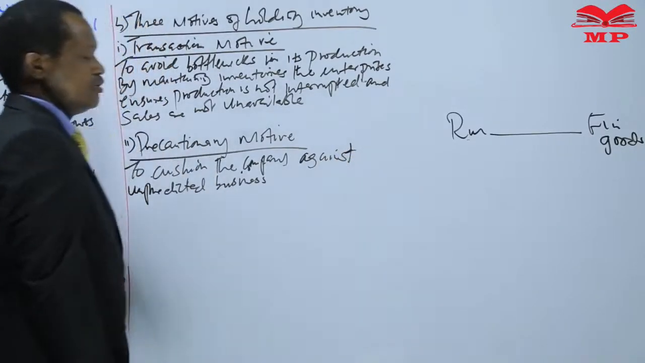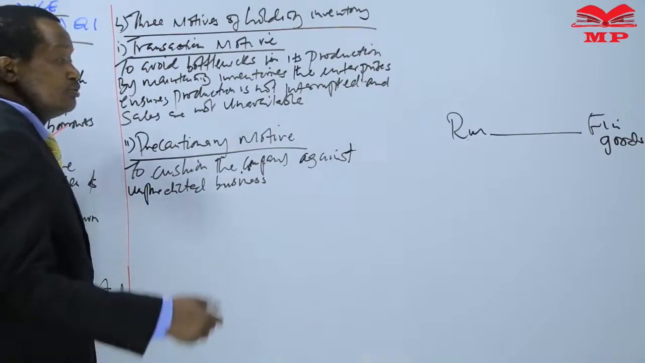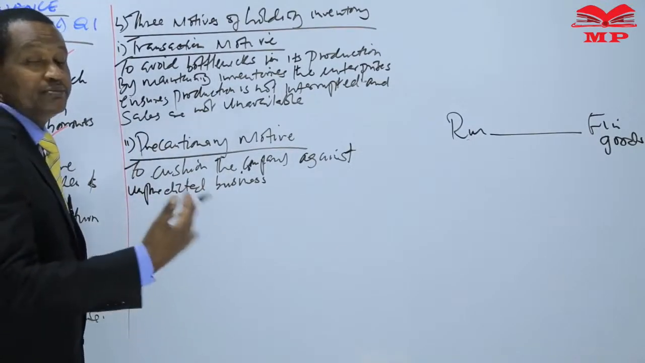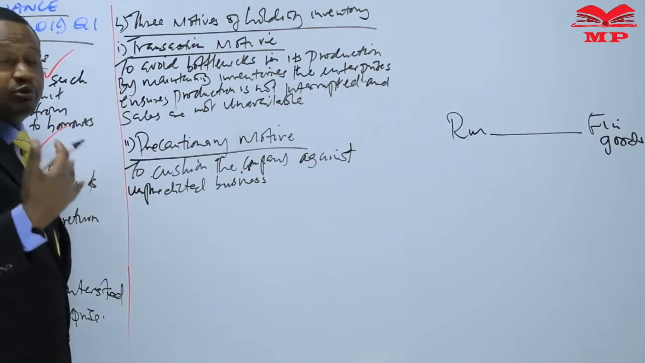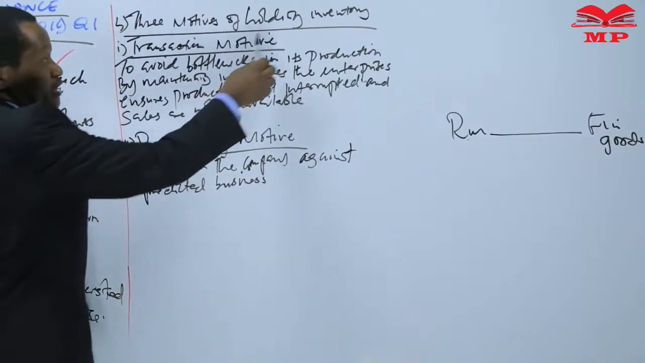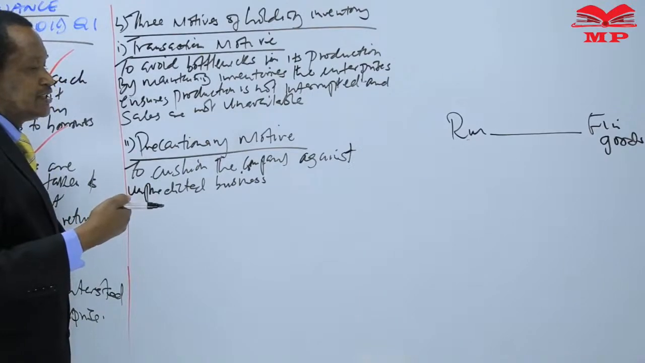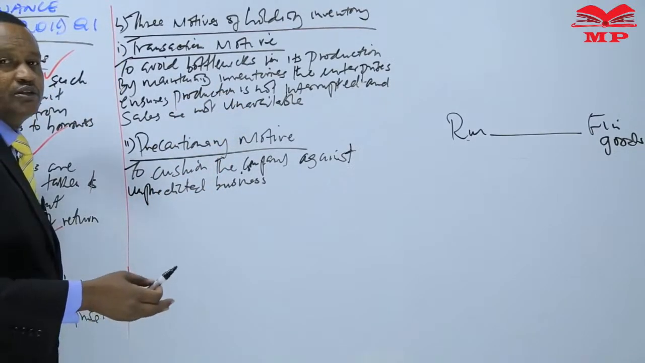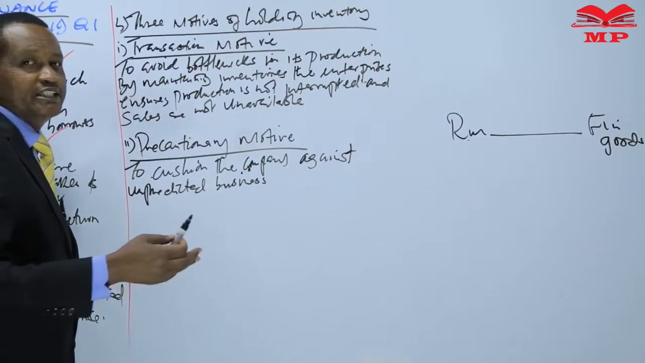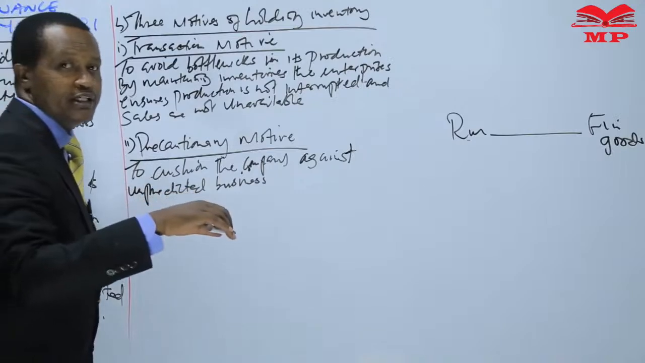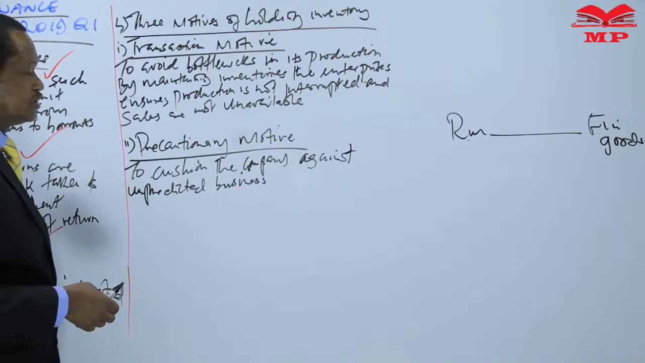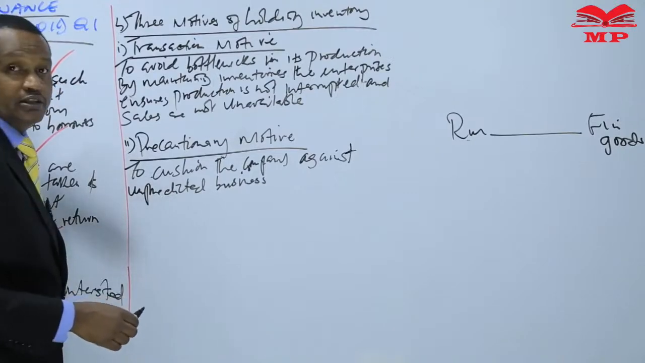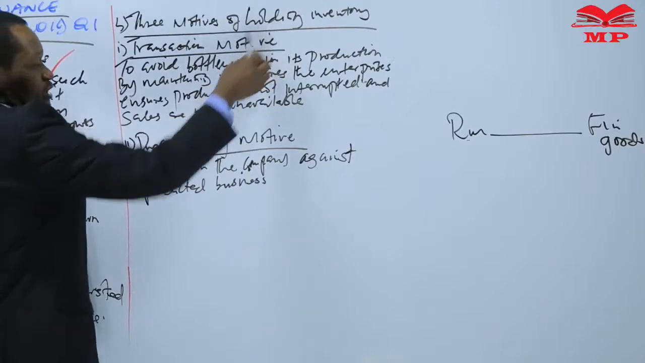You may not know or be 100% sure that tomorrow you'll have raw materials. There may be what we call unexpected shortages in supply of raw materials. So a prudent organization would hold inventories to cushion the company against such shortages of raw materials in the market. Here we are talking about situations like unforeseen slump in the supply of raw materials. So to avoid such unpredicted business, the company should hold inventories.